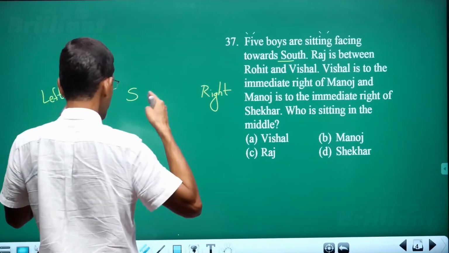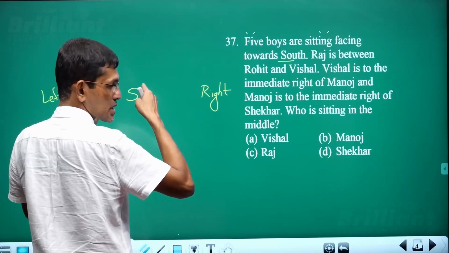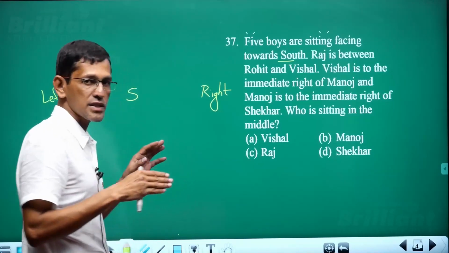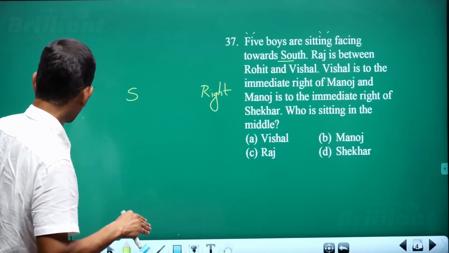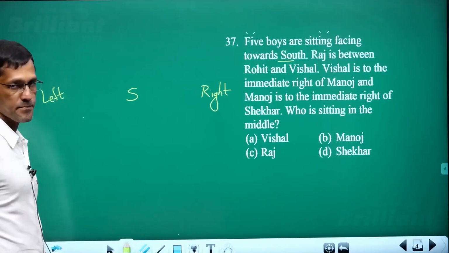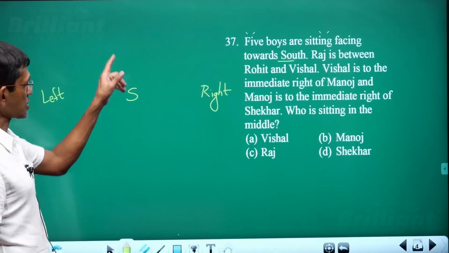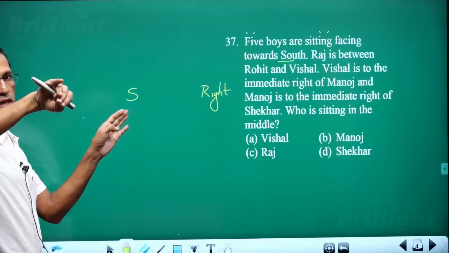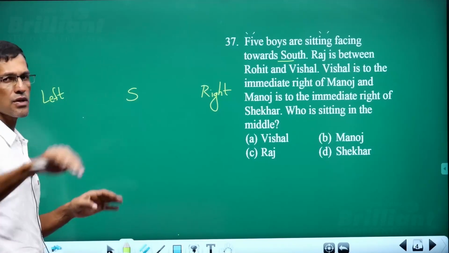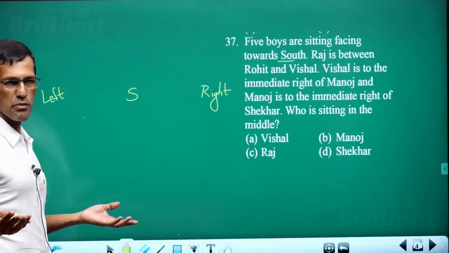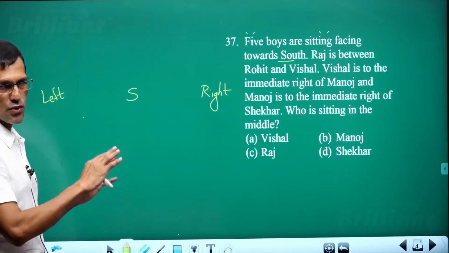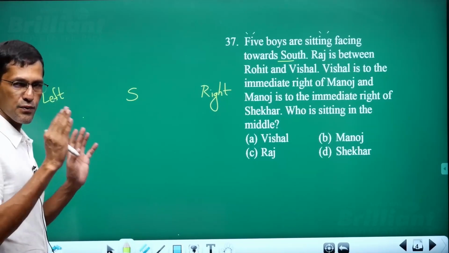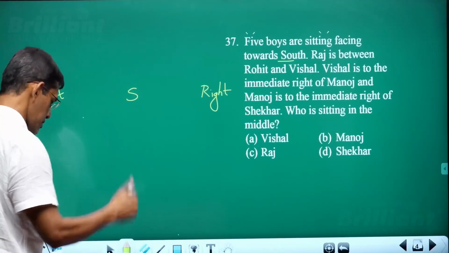So if somebody is facing south, their left hand side is east. So this is east and this is west. That's how it is. So they're all facing that direction. Anyway, we don't need to worry about north and east and west in this question. What we need is south. So that's south. That's good enough.